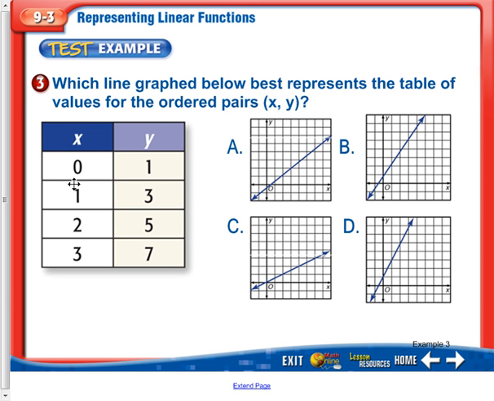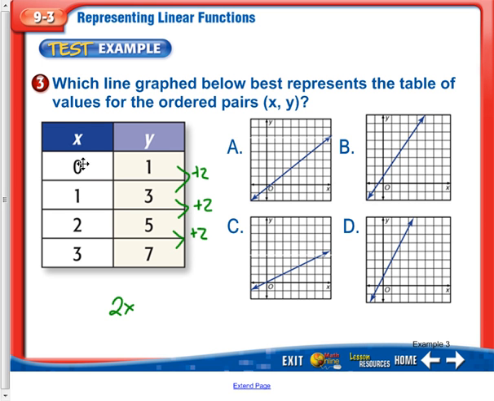All right, for the last example, which line graph below best represents the table of values for the ordered pairs? Okay, this is great, good practice for us for MCAs and NWAs. So these are going up by 2. And I noticed that these are going up by 1. So the common difference or the coefficient would be like 2x.